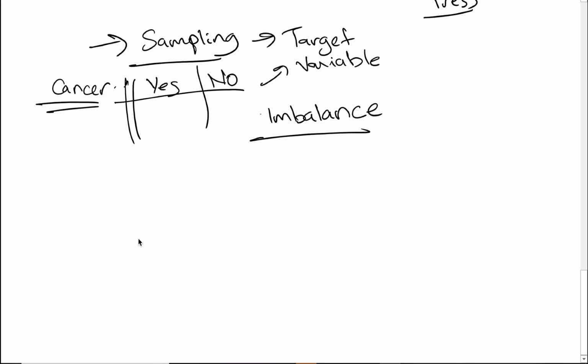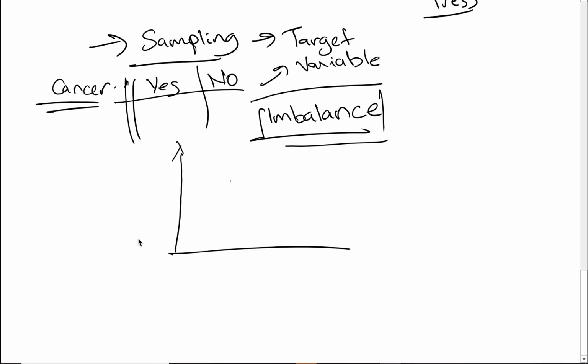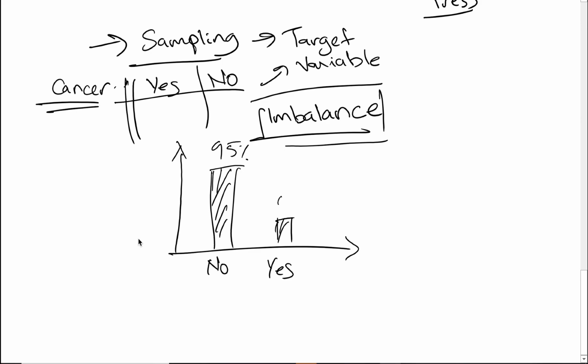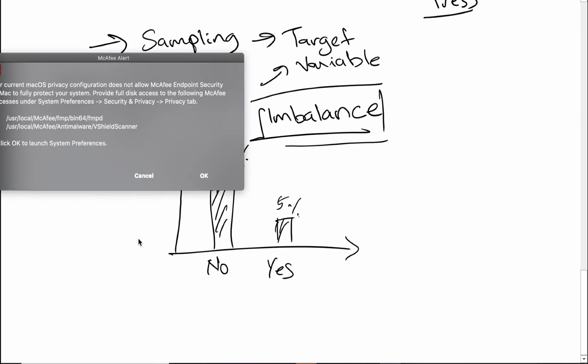Now what does imbalanced data mean? Imbalanced data means that in the data, you would have a lot of people who would not have cancer, but there will be a small percentage of people who would have cancer. Let's say 95% of the people in the data set don't have cancer and 5% of the people do have cancer. So this type of data is highly imbalanced data.